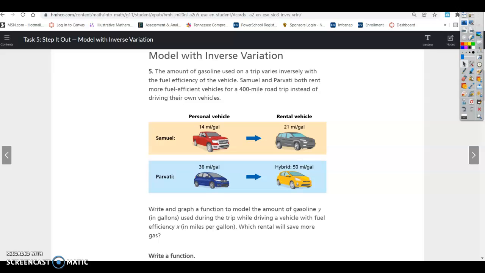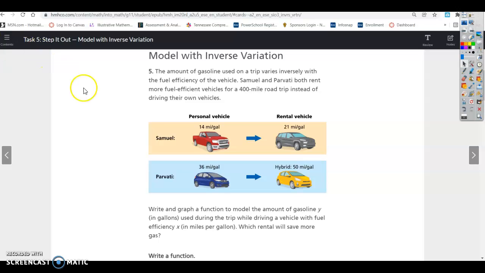Lesson 11.1, Task 5. Model with inverse variation. The amount of gasoline used on a trip varies inversely with the fuel efficiency of the vehicle. Samuel and Parvati both rent more fuel-efficient vehicles for a 400-mile road trip instead of driving their own vehicles.